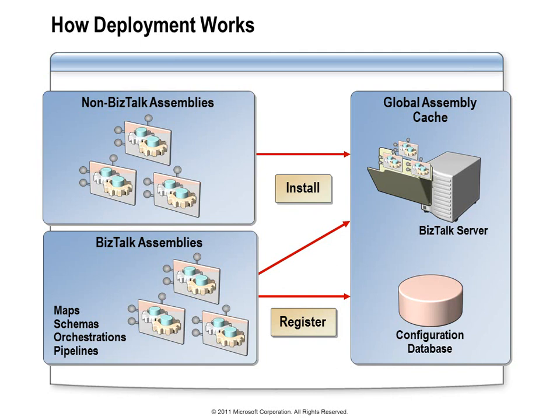The BizTalk deployment tools know how to examine an assembly and identify any BizTalk artifacts that it contains. So whether those are schemas, maps, pipelines, or orchestrations, the deployment tool will find those and register those with the management database. Once the BizTalk artifacts are registered, that assembly will need to be installed in the GAC of each server in the BizTalk group that needs to make use of it.